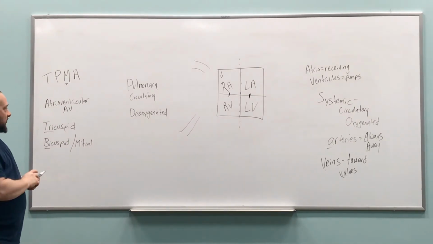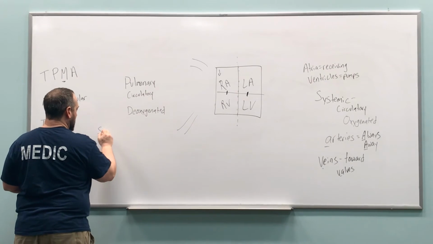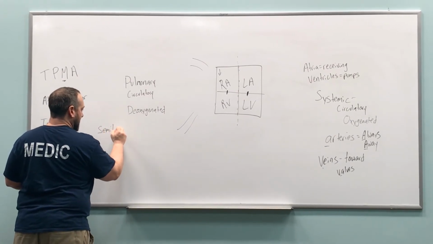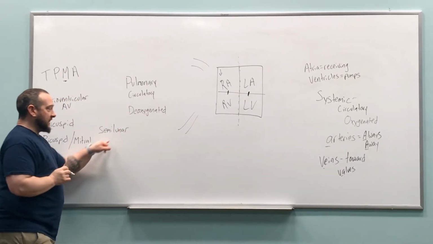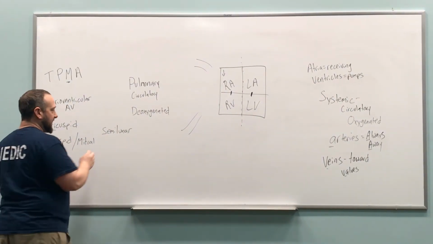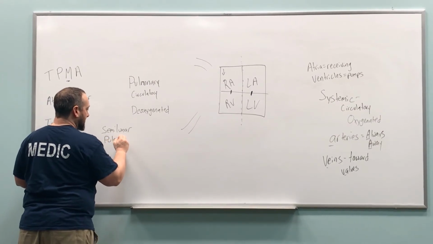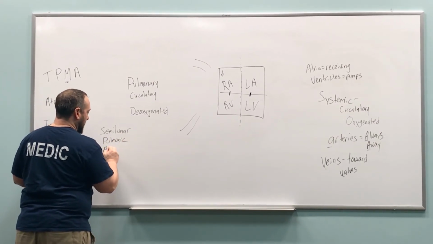Okay? So then we have another class of valve, and these are known as our semilunar. All right? So these are also named for shape, semi being half, lunar referring to the moon. Okay? So the semilunar, we now have our pulmonic, and we have our aortic.